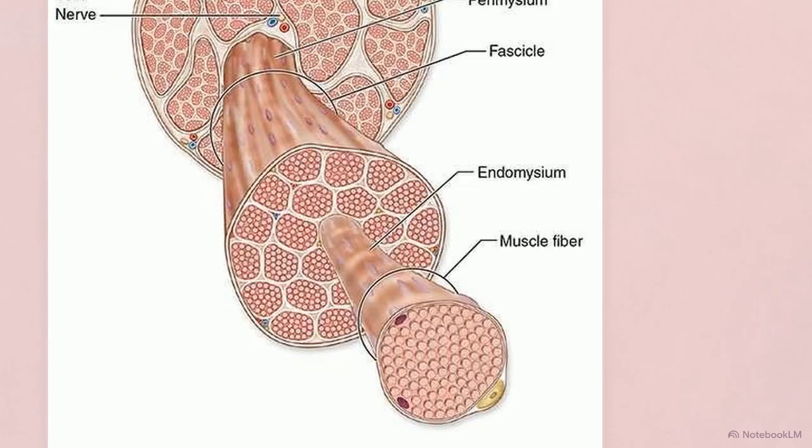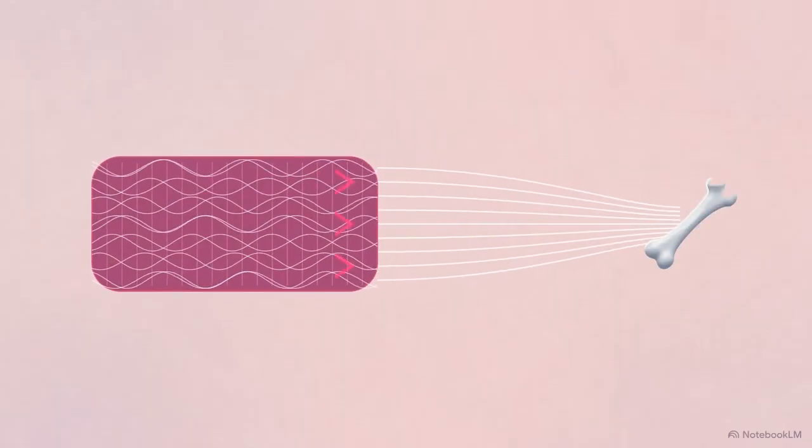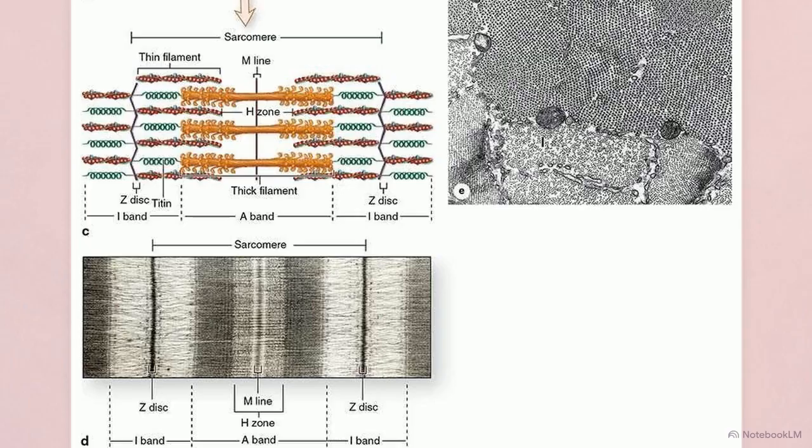This precise collagen scaffolding is what prevents the forces of contraction from tearing the muscle fibers apart, transmitting that mechanical energy directly to the tendons and bone. Deep within the cytoplasm, the sarcomere is the functional unit of striated muscle, stretching from one dense Z disc to the next. The light-staining I band contains only thin actin filaments.